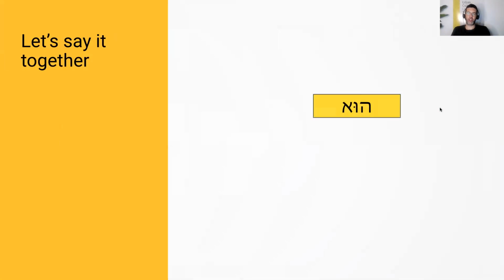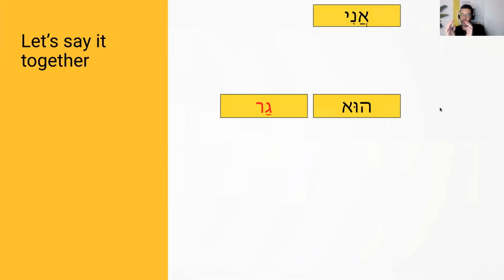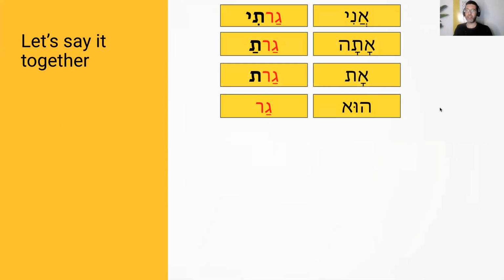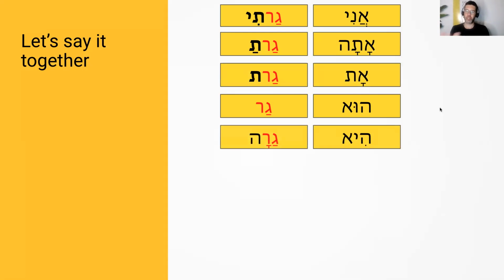Now let's say it together. We're taking lagur. Lagur ve'etmol hu gar. Very good. Ve'ani, the same basic form, gar plus the ending ti. So I lived would be ani garti. Nice. Ata garta. At, you feminine, gart. Say it with me one more time. At gart. Hu gar. He, the feminine, gara.